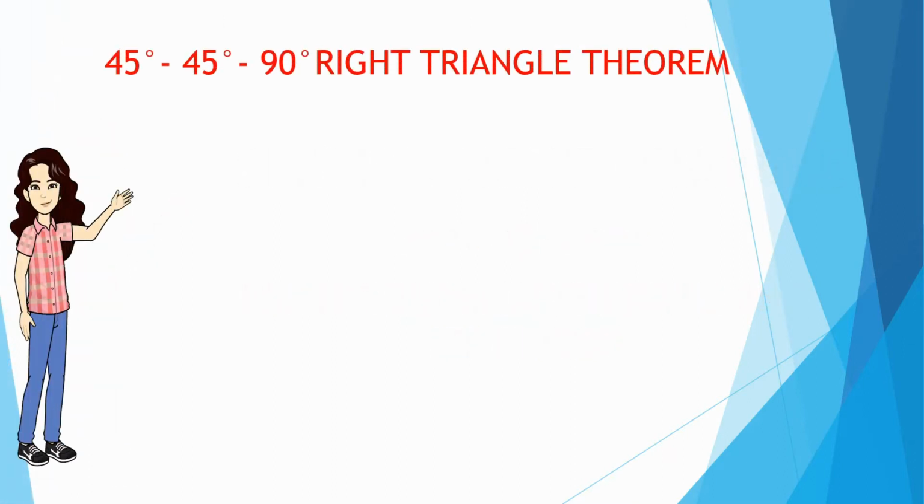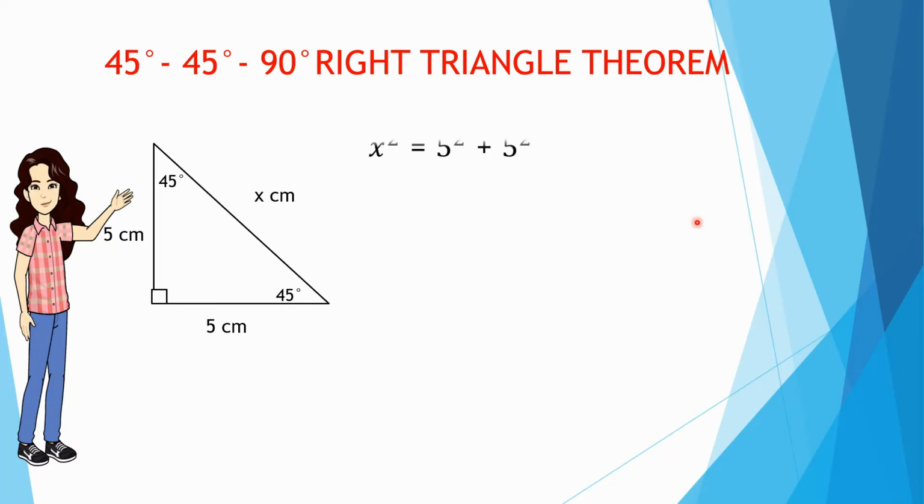Okay guys, in the 45-45-90 right triangle theorem, we have a right triangle here. So we have 45 degrees in this acute angle and also 45 degrees here. And this is the symbol of the right angle. So we have the measure of this side. This is 5 centimeters. This is also 5 centimeters. So they are the same because the angles are also the same. So our hypotenuse is x centimeters. So we need to find the value of x, the measurement of this side.